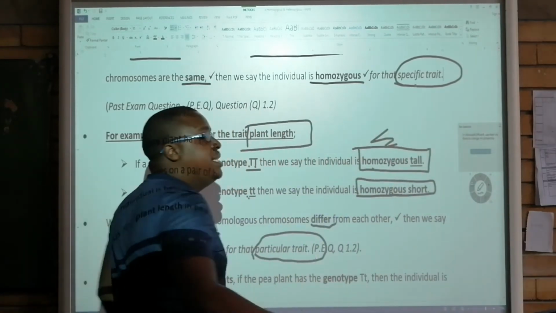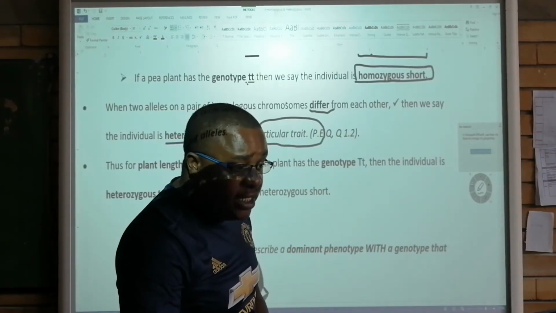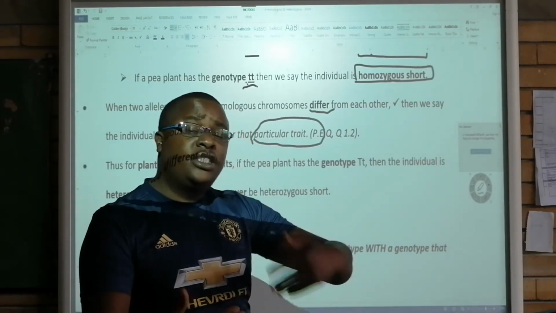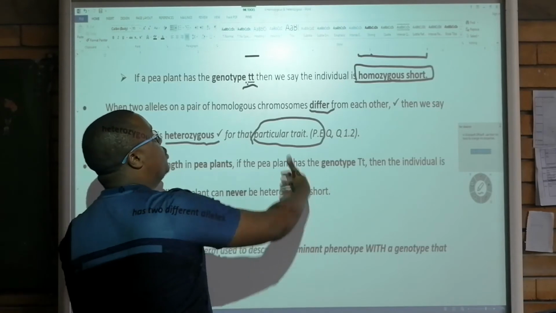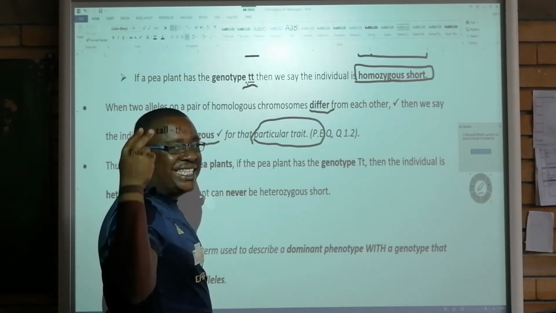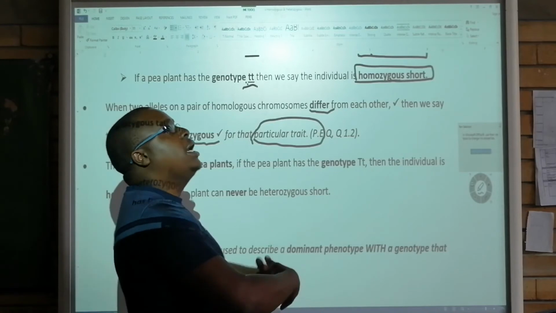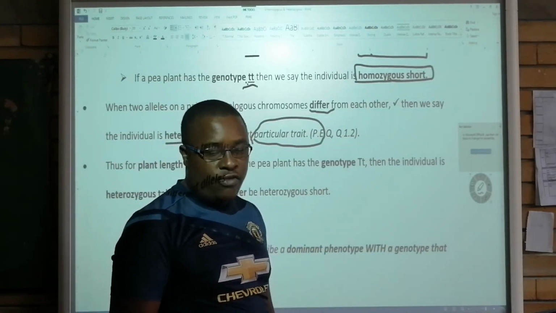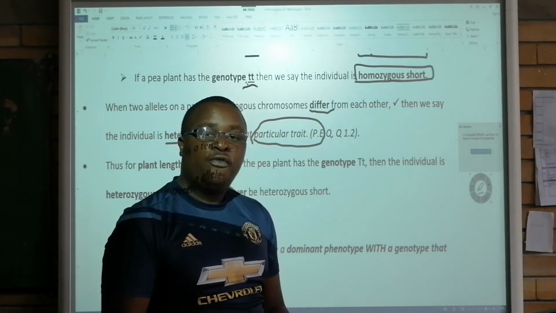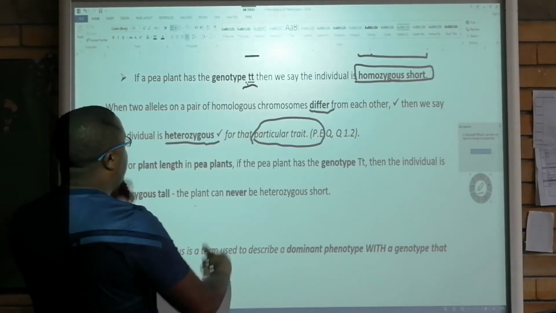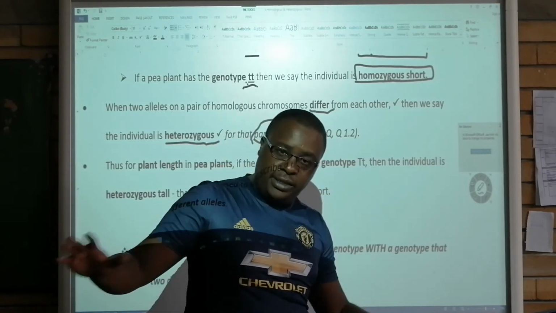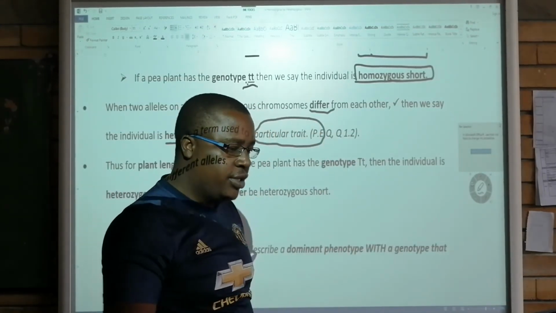Right? Walk with me. If a pea plant with a genotype like this is homozygous recessive, in other words, it's homozygous short, it doesn't mean that every other trait is going to be homozygous recessive. Why? Because it has two alleles, and both of them are recessive. In this case here, it is homozygous short for plant height. And again, the same occurs with heterozygous. It doesn't mean if it is heterozygous for one trait, it's going to be heterozygous for all traits. We're going to go into detail when we look into questions and everything like that.